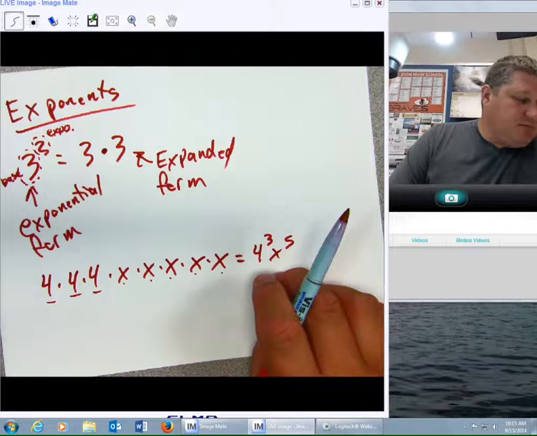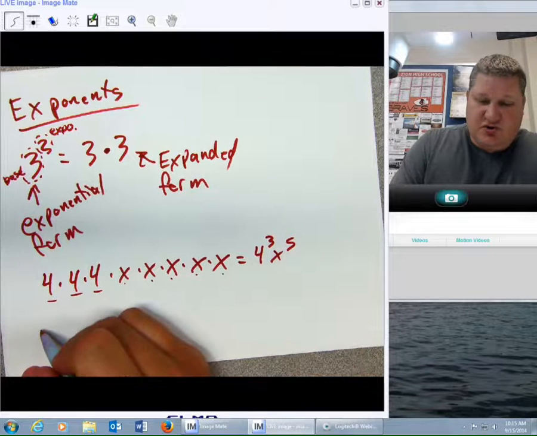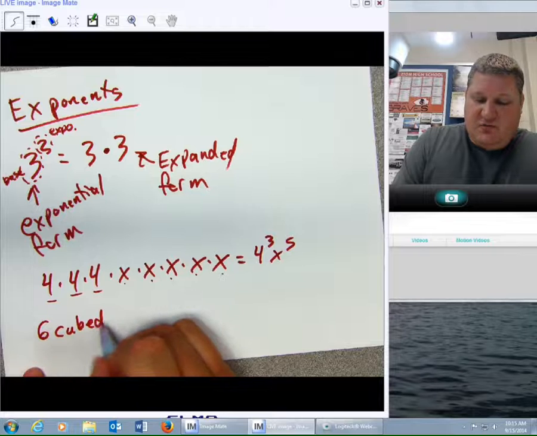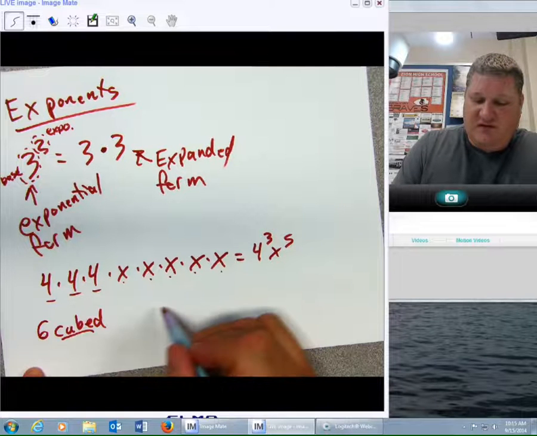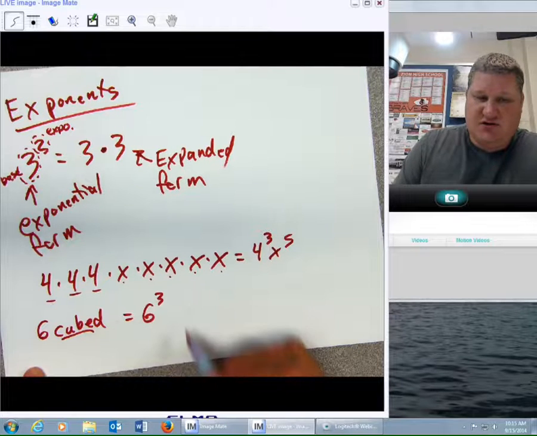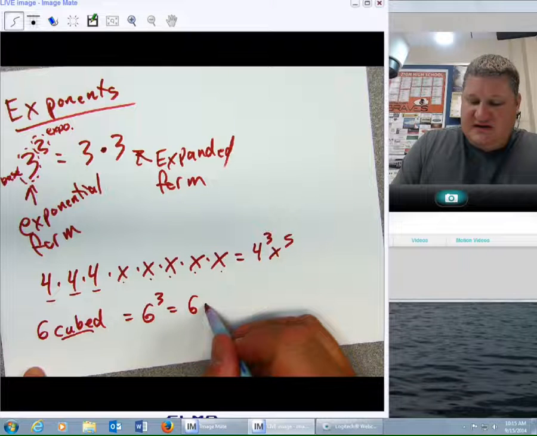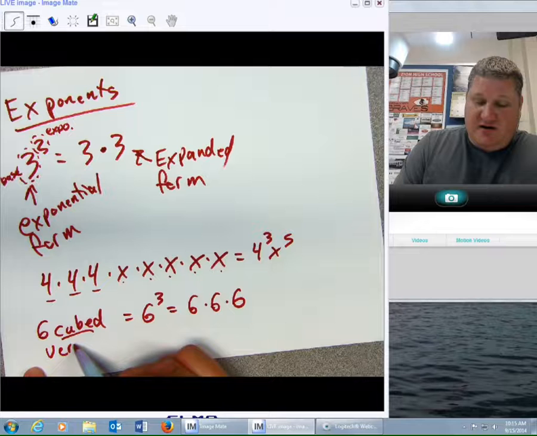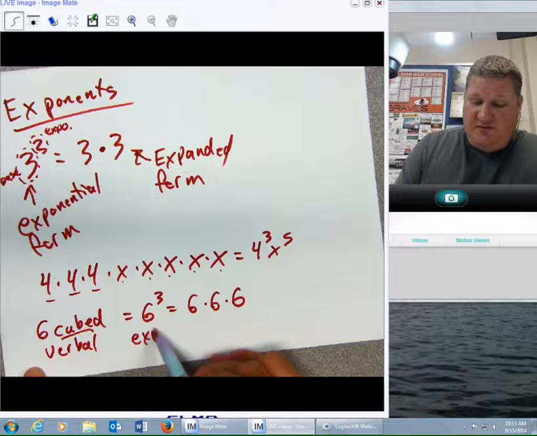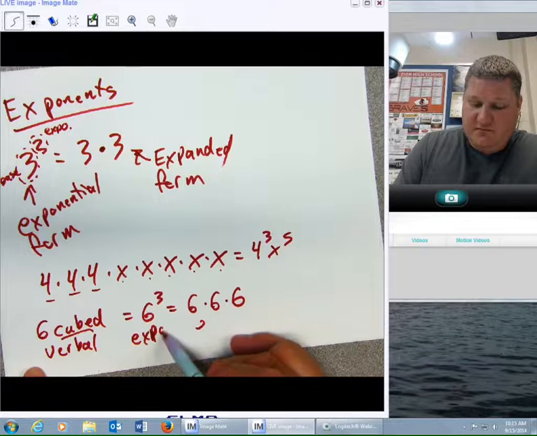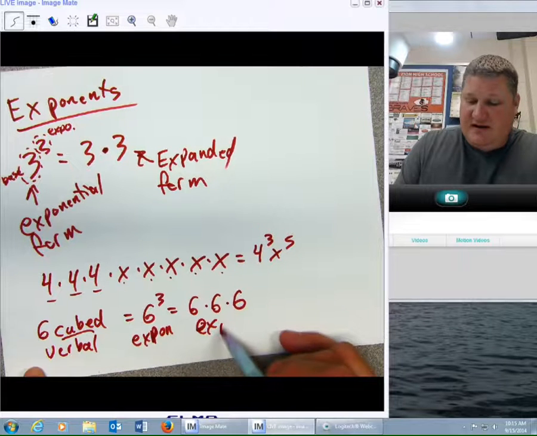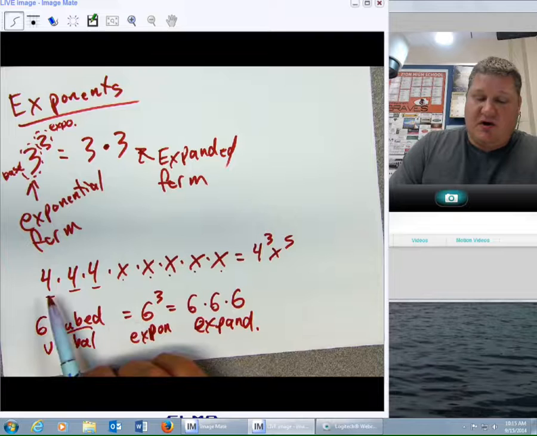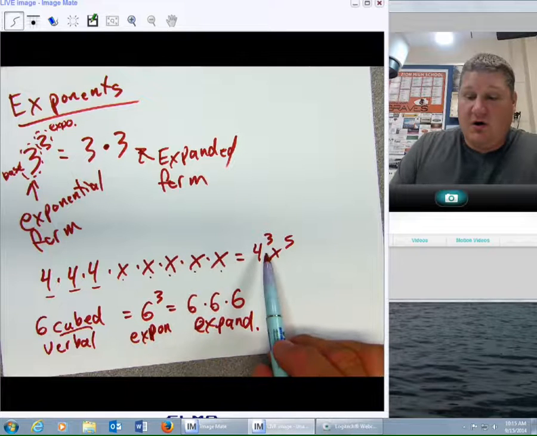Now, sometimes we also use verbal cues like 6 cubed. Well, 6 cubed means to the third power, so that would be 6 to the third power. Or 6 times 6 times 6. In this case, we've now added a verbal component. Verbal, exponential, and expanded. Okay, now, so I went from something that was expanded to something that was exponential.